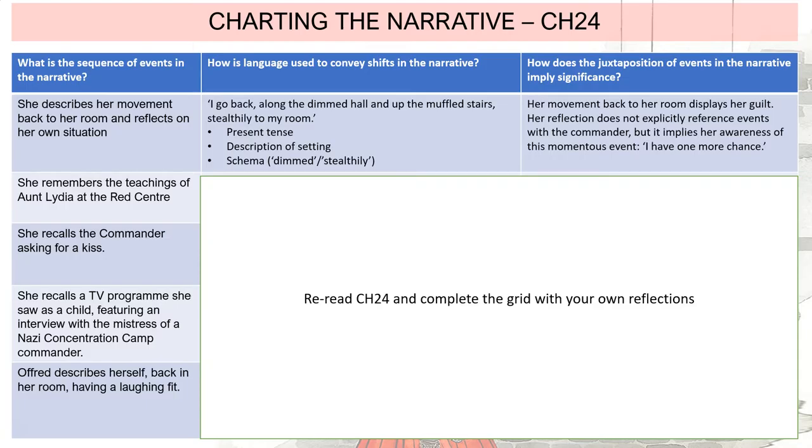So let's think now about how language is used to convey these shifts in the narrative. Well, here's an example, the opening sentence, I believe, of the chapter. "I go back along the dimmed hall and up the muffled stairs stealthily to my room." Well, firstly, we can see that that's in the present tense.